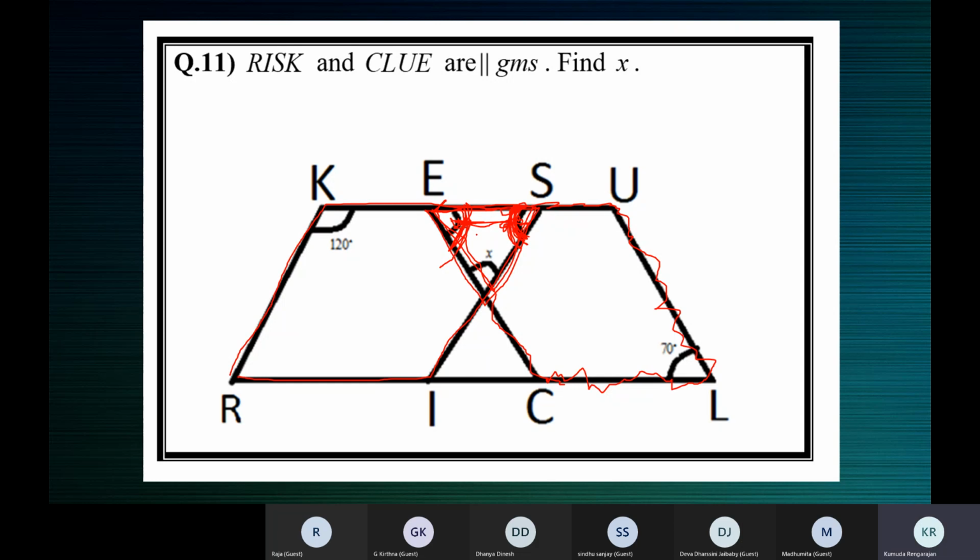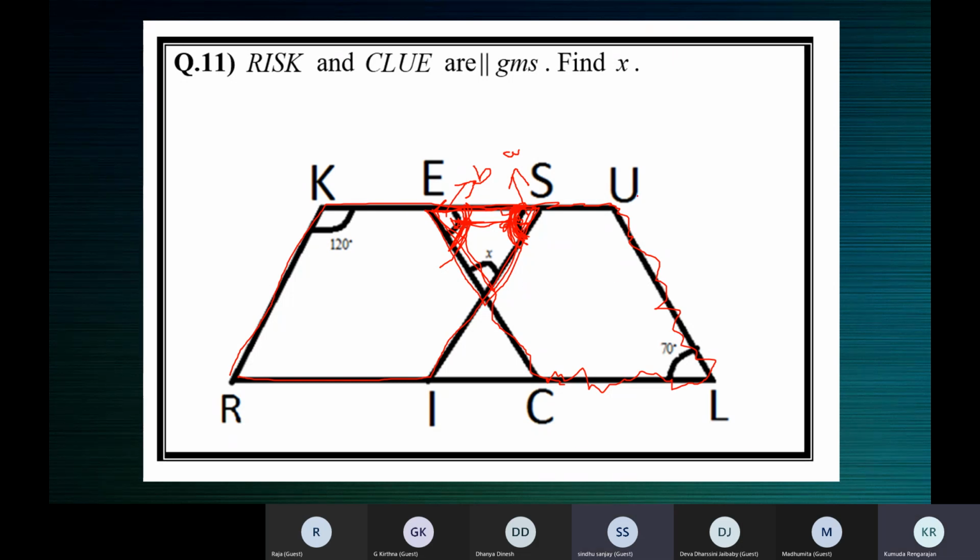Which is, I've marked this one, which is A? This one, huh? Ma'am, this one is B, I think, ma'am. And this is B. This one, yes, is A. Yes, ma'am. A is alternate to 70, ma'am.